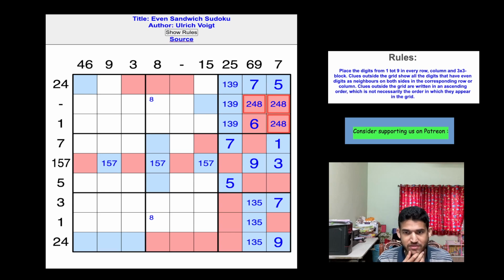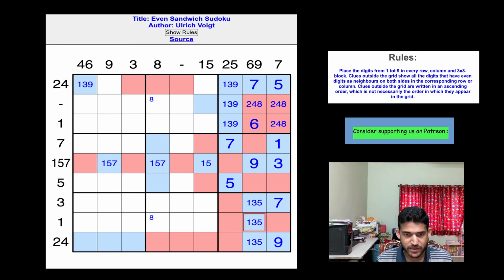Okay. Sudoku is going well. And in row 6, you have 5 sandwiched by even digits. So this is an even. And now you have a blue cell in column 5, which is sandwiched by even cells. So it has to be 1 or a 5. Okay. This is odd, so this means it's 1, 3 or a 9.